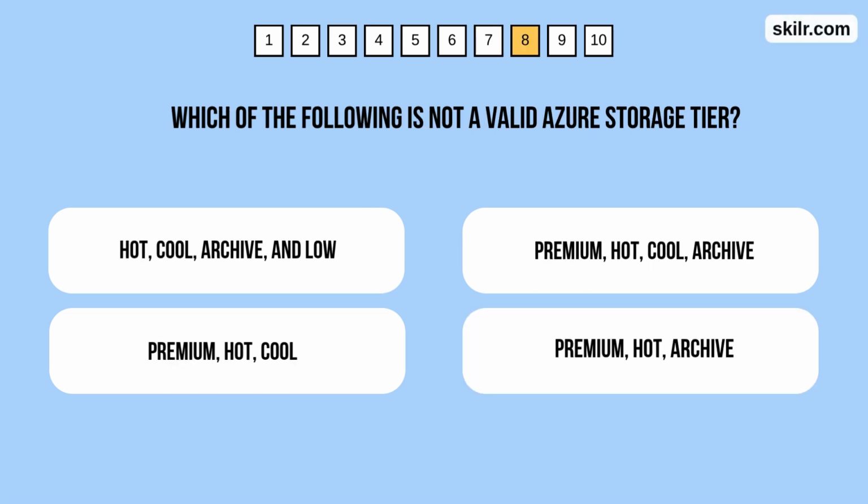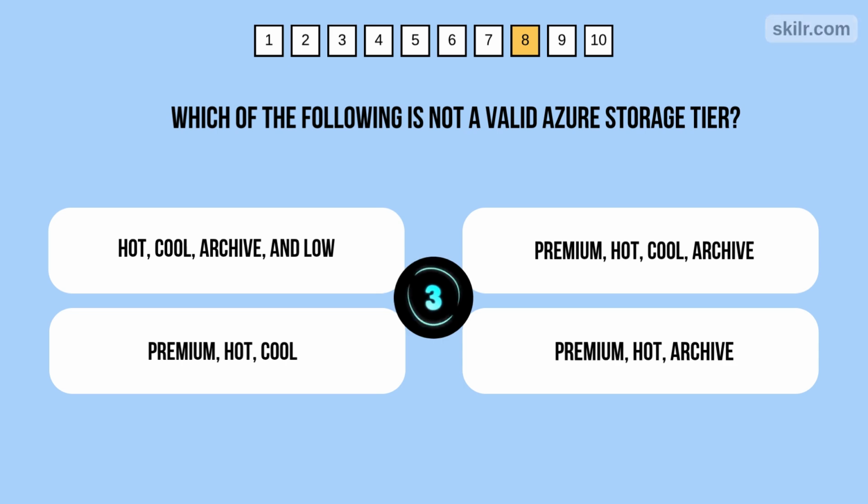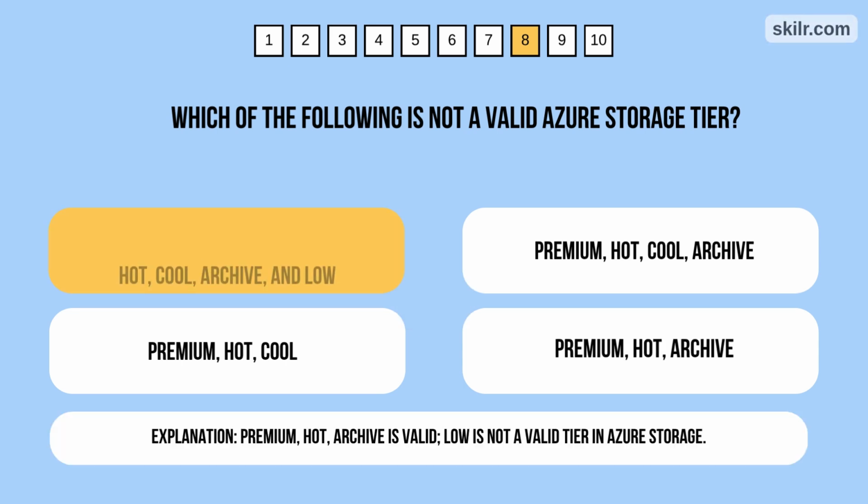Which of the following is not a valid Azure Storage tier? The answer is Hot, Cool, Archive, and Low, as Premium, Hot, Archive is valid, Low is not a valid tier in Azure Storage. Question 9.